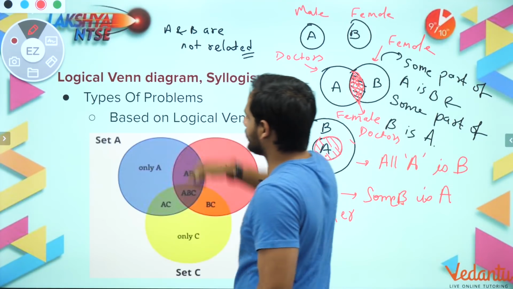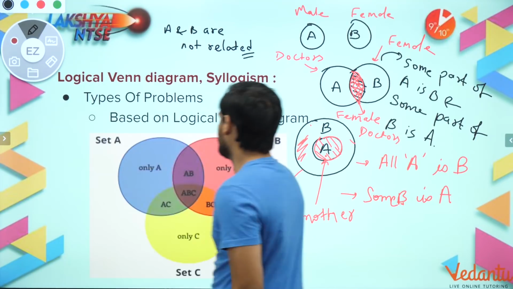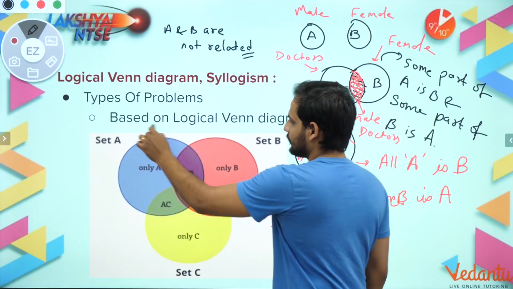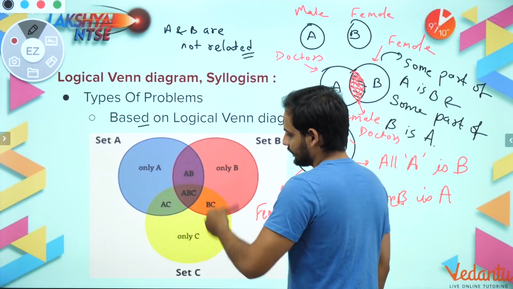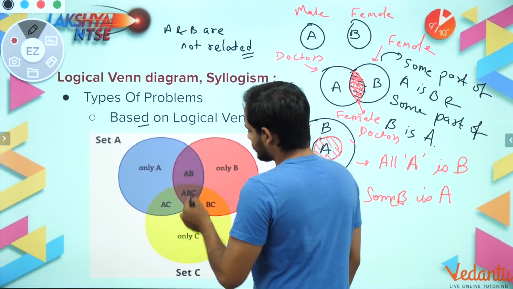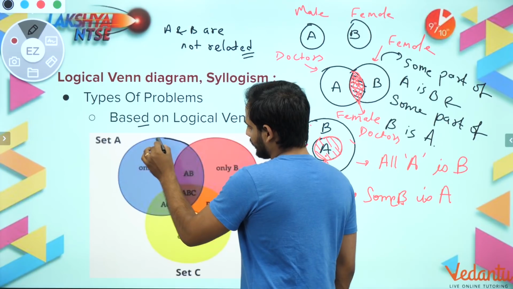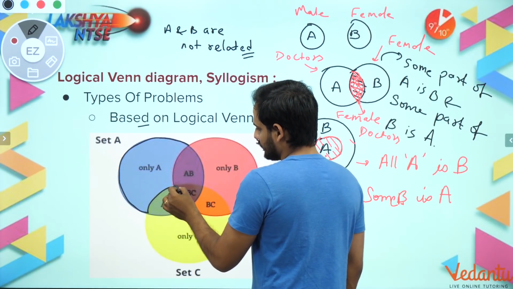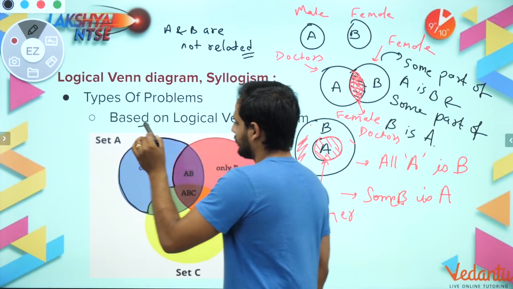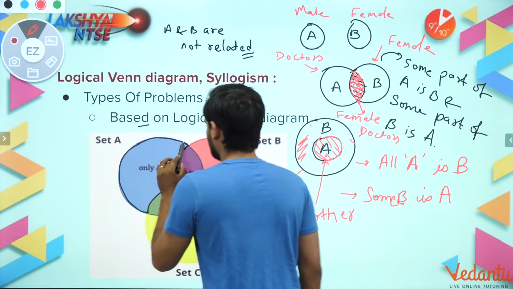Now if you look here carefully, बच्चों, you will see that this circle is set A, this is set B, this is set C. Now as you can see, first thing, this point, this part which I have highlighted now, I think many of you will not be able to see it clearly. Okay, this part.